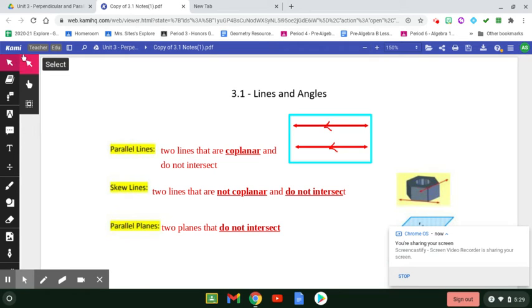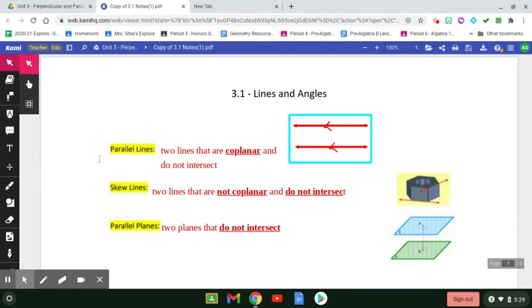Today we are going to be looking at lines and planes and angles. Before we get into that, just a couple of vocabulary words for us to review. The first of which is parallel lines, and you need to write down this definition on your note taker. Parallel lines are two lines that are coplanar and do not intersect.